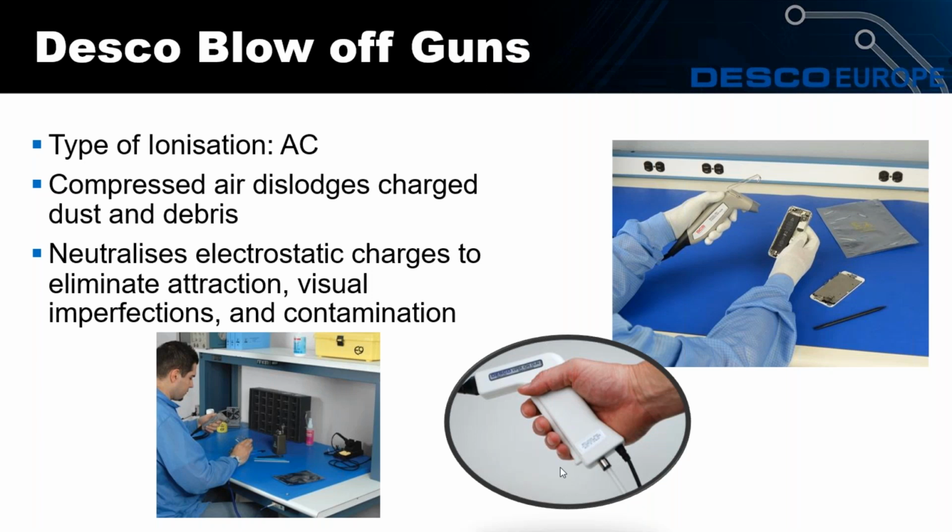We also have AC compressed air guns that even work with a foot switch, so the operator doesn't have to operate with their hand. It's just a fixed hose that they can then activate the airflow, and therefore the ionization, with a foot switch.